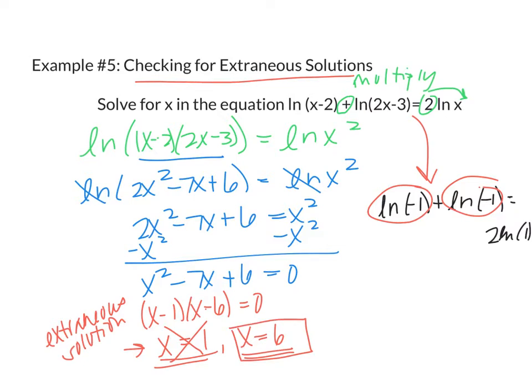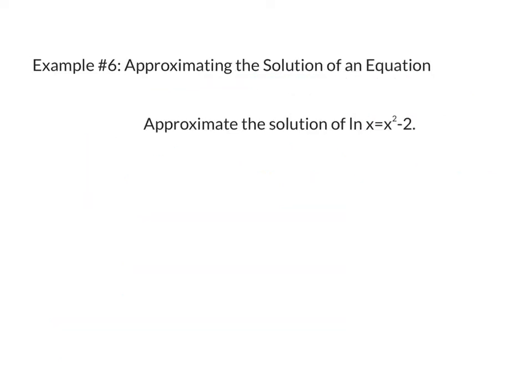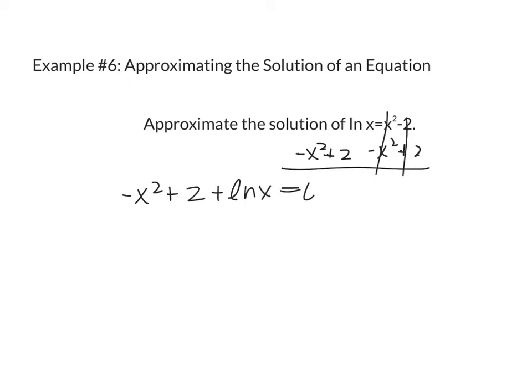Let's take a look at our last problem, or close to last problem. All right, let's approximate the solution of the natural log of x equal to x squared minus 2. It'd be easier and a little bit better if we moved everything to one side, because if we're trying to approximate a solution, it's best to do that on a graphing calculator. So if I subtract x squared and add 2 to both sides, that's going to leave me with negative x squared plus 2 plus the natural log of x equal to 0.